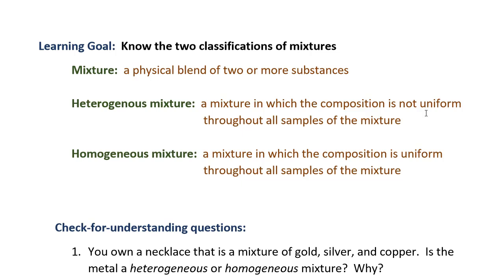A homogeneous mixture is a mixture in which the composition is uniform throughout all samples of the mixture. As an example, think about dissolving salt in water, stirring it up really well so the salt is really mixed in there. This is a homogeneous mixture because throughout the entire container of salt water, there's going to be the same proportion of salt to water.